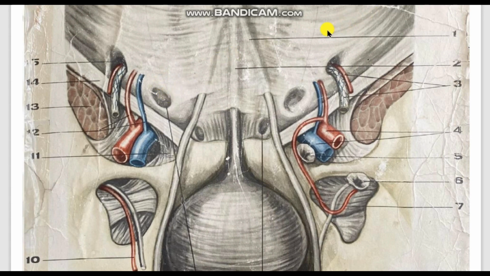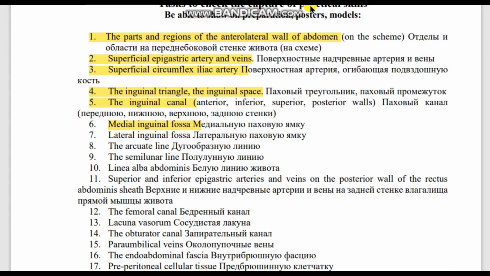So let's see what we have next. We have the medial inguinal fossa. We have to show it here. This is the medial inguinal fossa, as you can see here also. It's the depression located within the inguinal triangle on the peritoneal surface of the anterior abdominal wall. So next we have the lateral inguinal fossa.